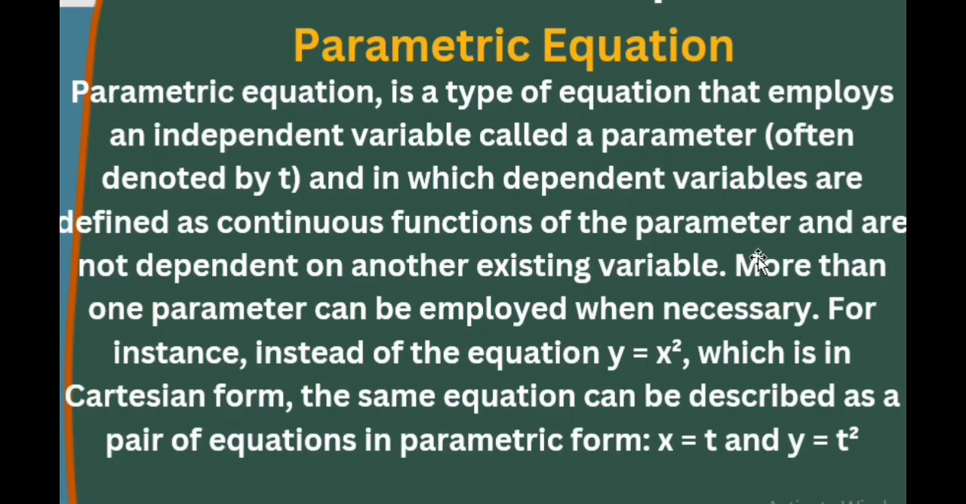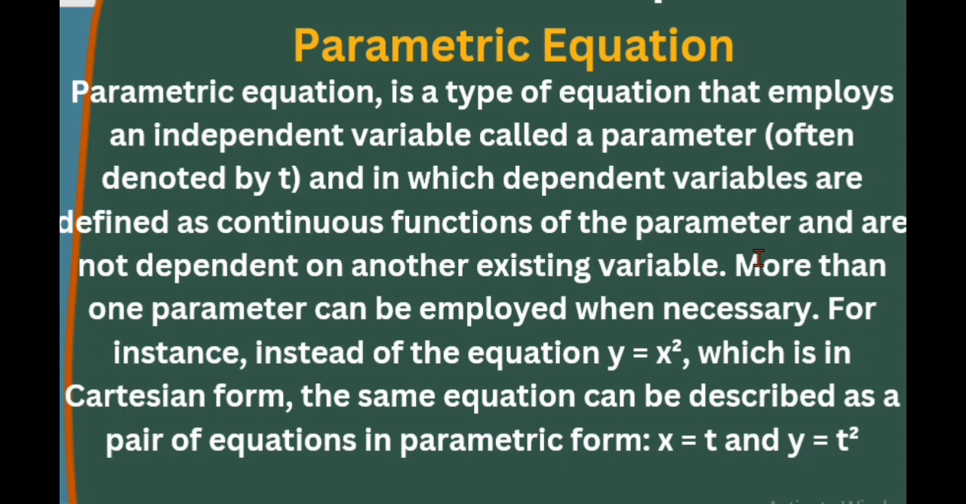Now, parametric equation. A parametric equation is a type of equation that employs an independent variable called a parameter, often denoted by the letter t, small letter t, and in which dependent variables are defined as continuous functions of the parameter, and they are not dependent on another existing variable. More than one parameter can be employed when necessary.